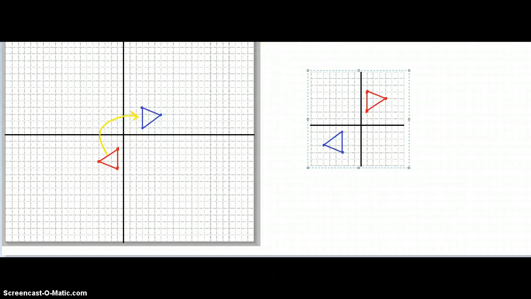So the first thing that we do, and we can write this in yellow, is we rotate 180 degrees. Okay, so that means we spin the red triangle to get it to go over. But you can see here that this red triangle on the right side is not exactly in the same place as where the blue one is. So another transformation must take place in this case.